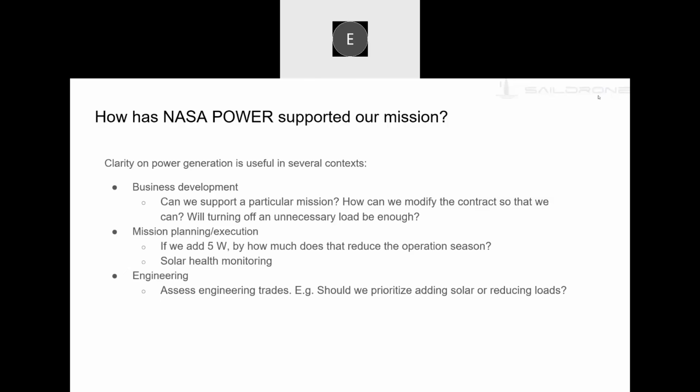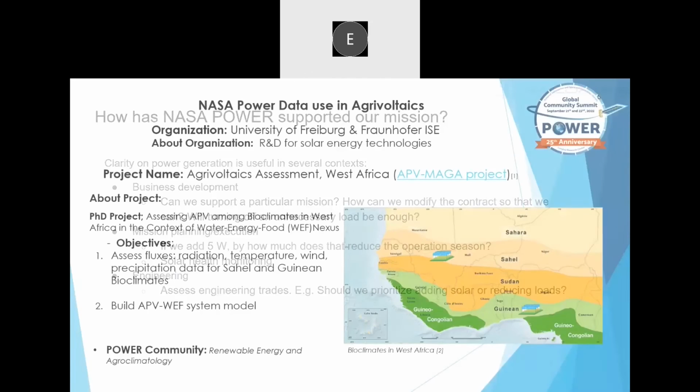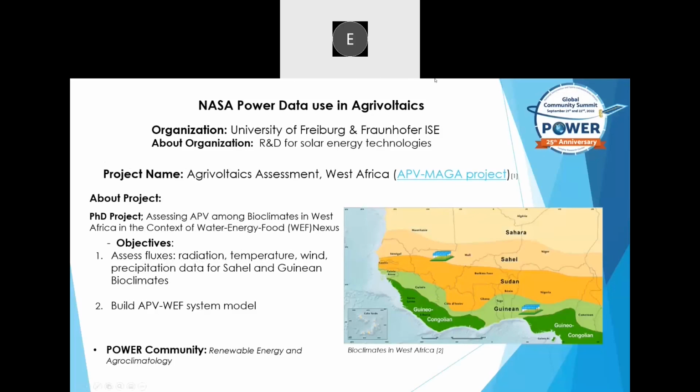And then if we know how much power we should be making and how much power we are making, you can actually monitor the health of the solar system that we have. And then, of course, it's nice for assessing engineering trades. Should we be putting resources towards adding solar to the vehicle, or should we be putting resources towards reducing loads? And we can make quantitative answers to questions like that. So thank you very much, NASA. That was great. Or it's great to have the resource.